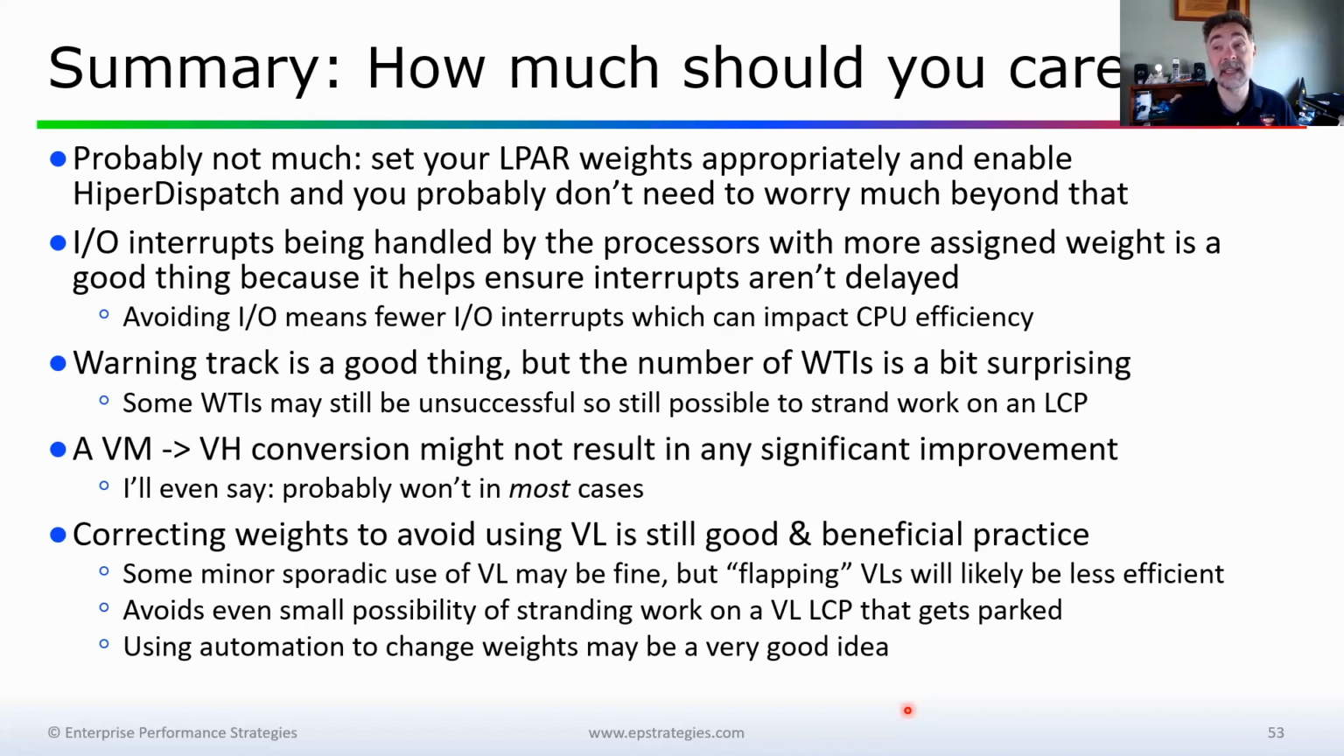Now, the IO interrupts being handled by the processors with more weights, that's a good thing, especially when it happens to be vertical highs, because it helps ensure those interrupts aren't delayed. In z/OS 3.1, I believe, they're actually changing the way this works so that basically there will always be two CPs enabled for IO interrupt to help avoid the problem where the interrupt comes in and there's no CPs available. Because if you only have one enabled, that one might not be dispatched to a physical processor to be able to do it. Warning track is a good thing.